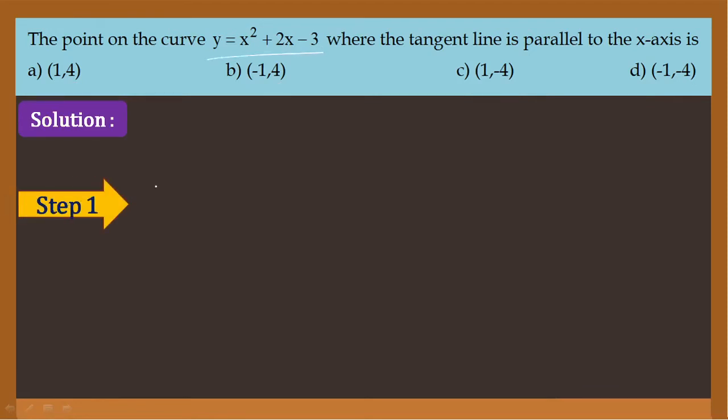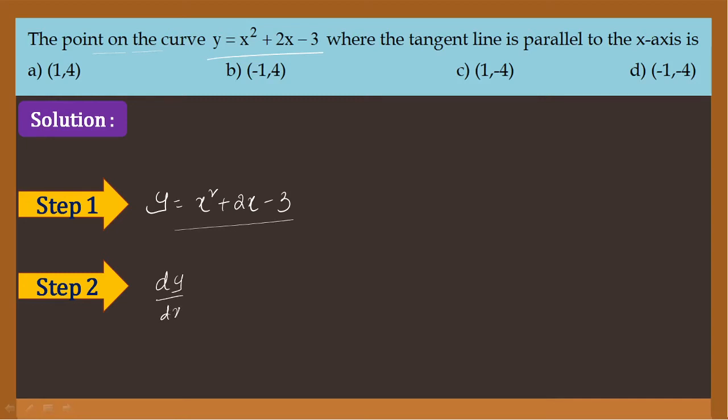The given curve is y equals x square plus 2x minus 3. We have to find the point on the curve. So now differentiating with respect to x on both sides of this equation, we get dy by dx equals the differentiation of x square, which is 2x, plus the differentiation of 2x, which is 2, plus the differentiation of 3, which is 0.